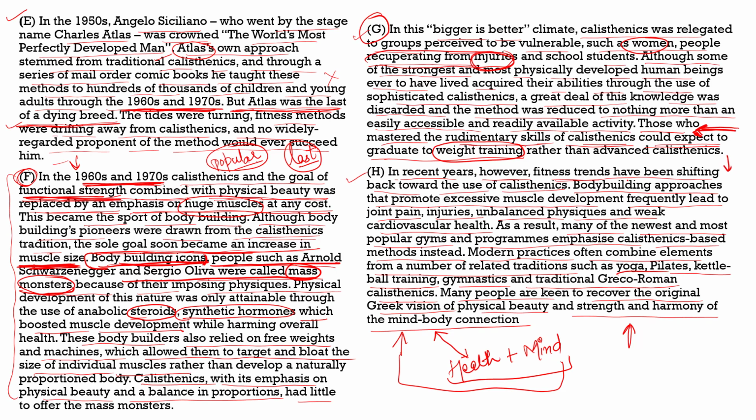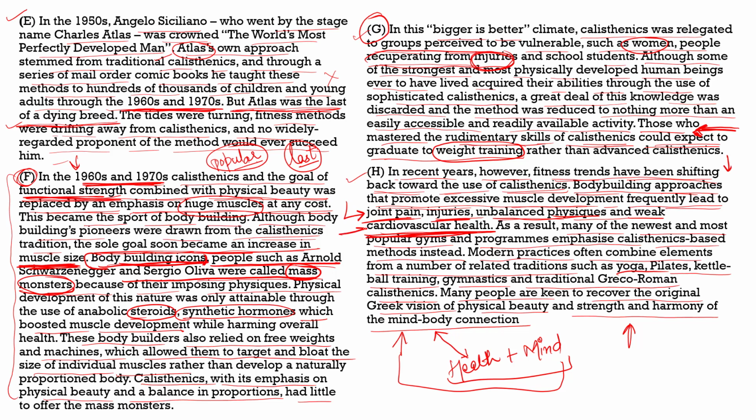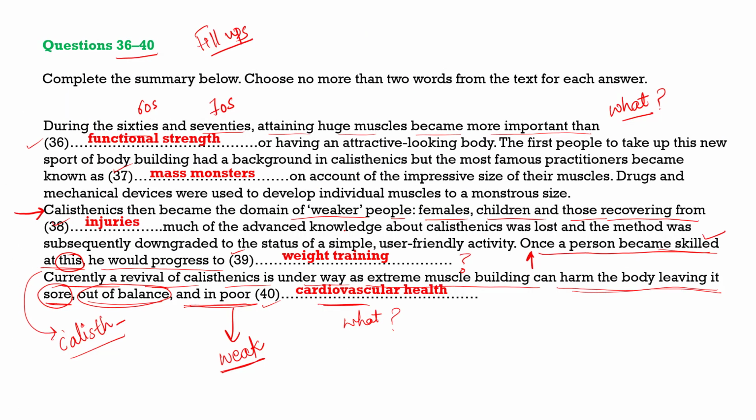In recent years, however, fitness trends have been shifting back towards the use of calisthenics. Bodybuilding approaches that promote excessive muscle development frequently lead to joint pain. Now from this point, the problems begin. A few problems are mentioned, but we need to find what gets weak. Injuries, unbalanced physiques, and weak cardiovascular health. Now I am going back again to the question. It is saying that muscle building can harm the body, leaving it sore, out of balance, which we have already seen, and in a poor. Now rather than poor, we read the word weak. Now students, what was weak in the passage? You remember what was weak? It was weak cardiovascular health. So our answer is cardiovascular health.